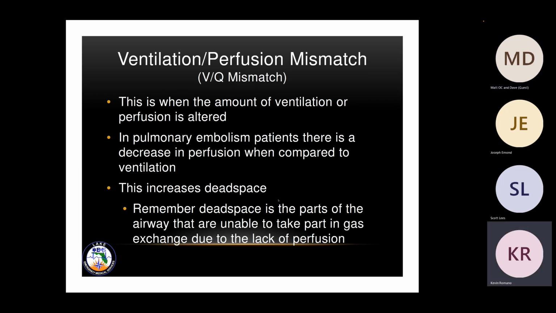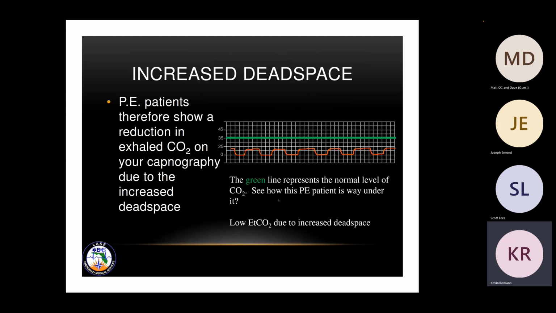All right, this is it. So the V/Q mismatch, ventilation perfusion, this is when the amount of ventilation or perfusion is altered. In pulmonary embolus, the patient has decreased perfusion when compared to ventilation. This increases our dead space. Remember that dead space is the parts of the airway that are unable to take part in gas exchange due to the lack of perfusion, which we will see here. PE patients therefore show a reduction in exhaled CO2 on your capnography due to increased dead space.